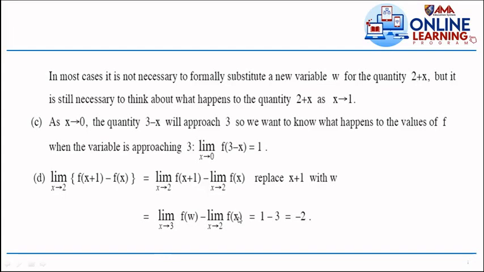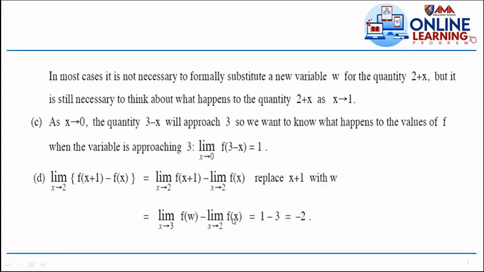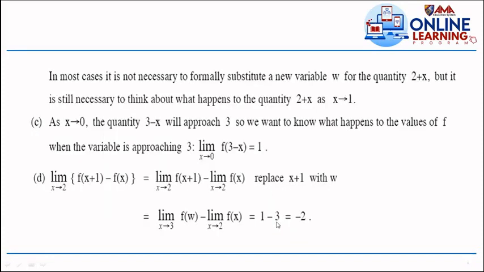Tapos the limit of the function of x as x approaches 2. So titingnan po natin yung limit ng dalawa, saan nakuha yung 1 minus 3. Okay? The limit of the function of w, ito na siya, we have 1, as w approaches 3 is 1. Ito na yon. The limit of the function of x as x approaches 2, ito yung 2 natin, okay, upward, then project it to the left, the answer is 3. So we have 1 minus 3, so your answer for letter D is equal to negative 2.